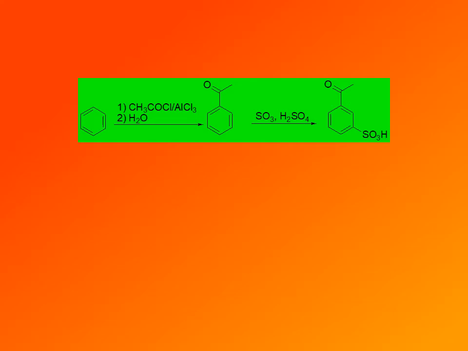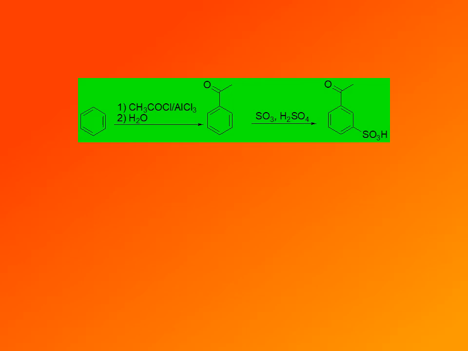We can, for example, introduce the deactivating substituent in Friedel-Crafts acylation first. So Friedel-Crafts acylation gives this compound. This particular compound is named acetophenone. We'll cover this naming later in the course. And then in a subsequent step, we can carry out sulfonation reaction. These two steps will work and we will get product in reasonable yield.